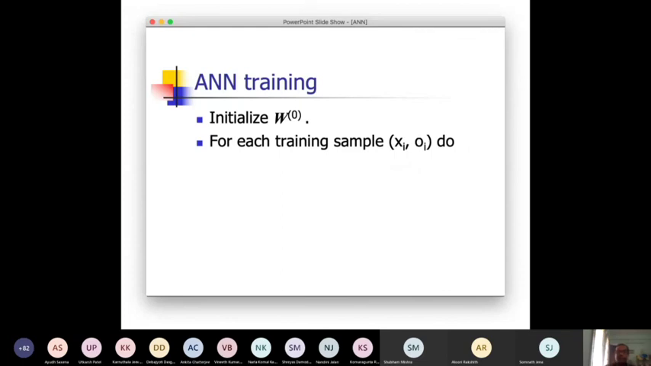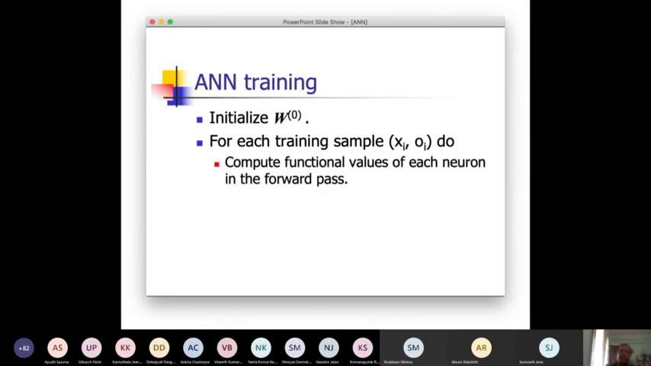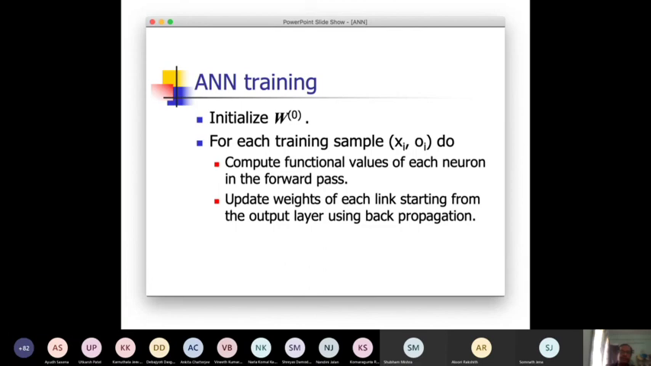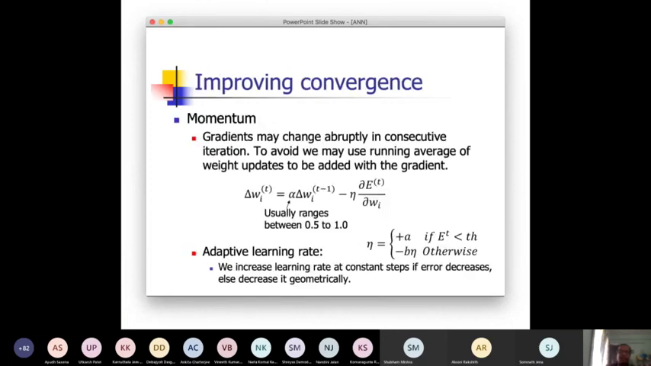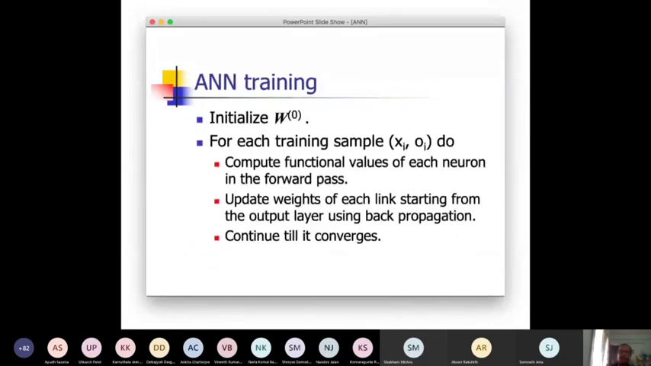So using this algorithm, as you can see, training of an ANN becomes simpler, because what you do, you initialize the W naught. For each training sample, you have to compute the functional value in the forward pass, because you need to know all the functional values at that point. And then you can update the weights of each link, because, as I mentioned, analytical computation of gradient values at every point is possible, and you should continue this updation till it converges.